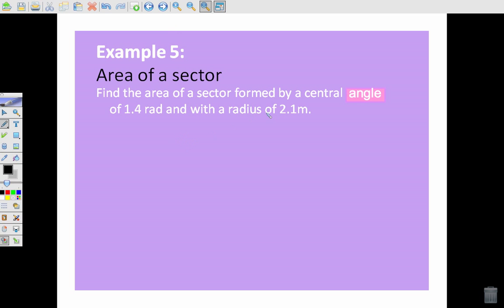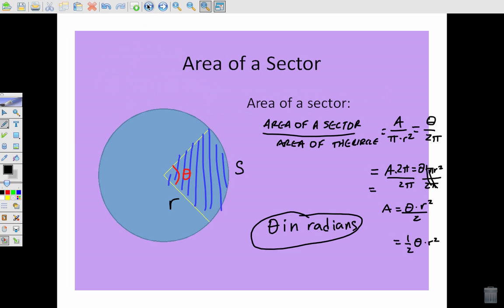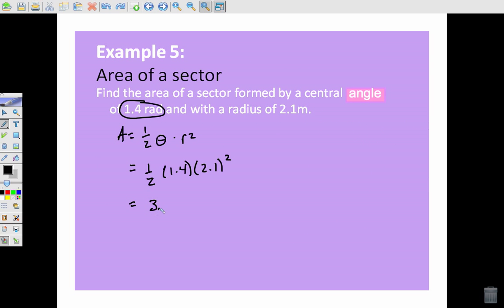So when we get this example here, we're going to have our simple formula to say 1/2 theta times radius squared. Okay, so we're going to plug in what we know. Theta is going to be 1.4 radians, so that's going to go in here. 1.4, and our radius squared is going to be 2.1 squared. And when we simplify this down, we get 3.1 meters squared, because remember, area is always in square units.